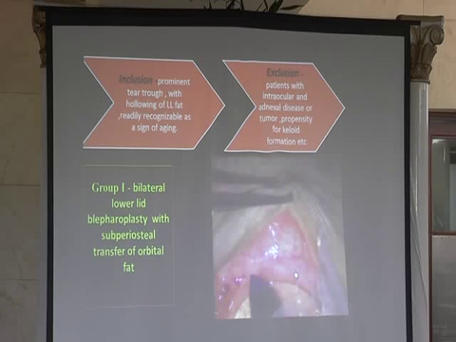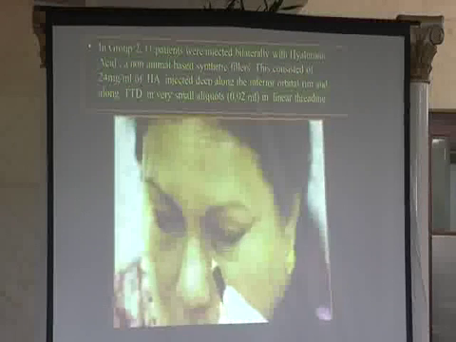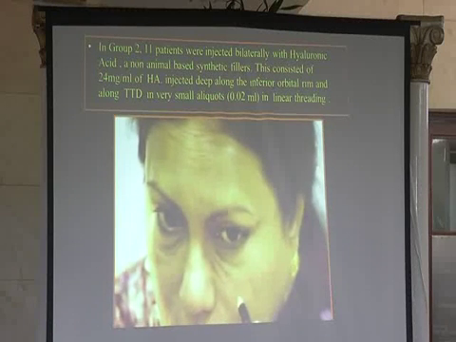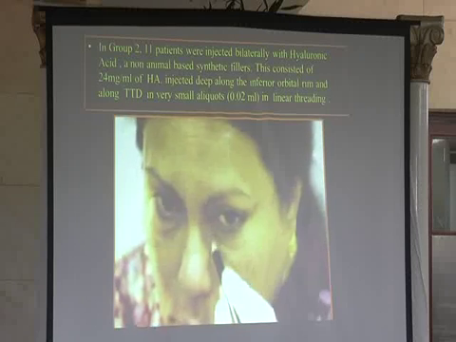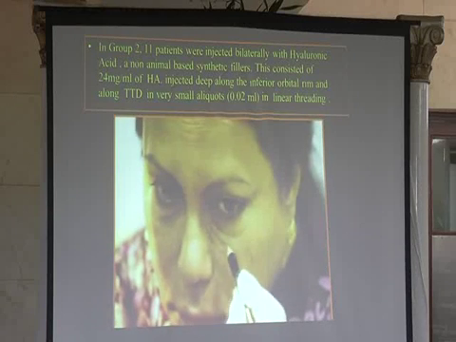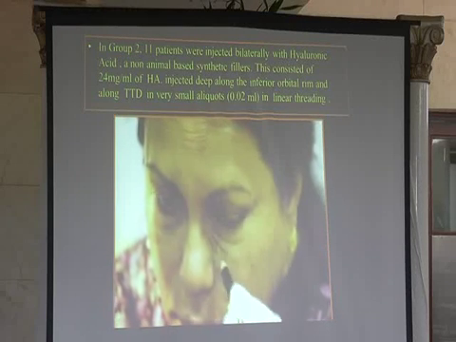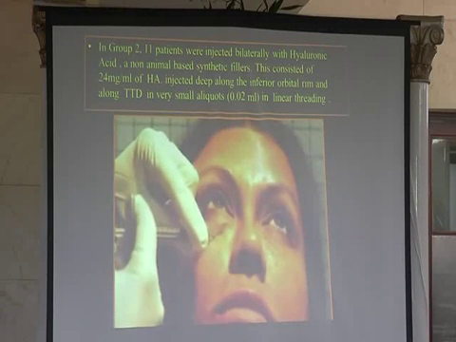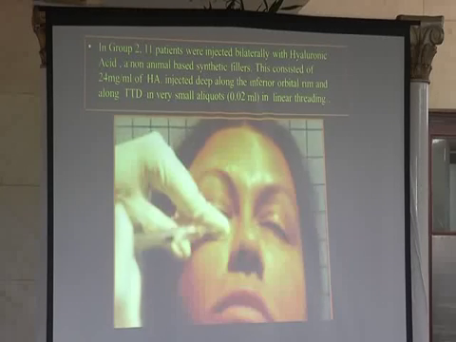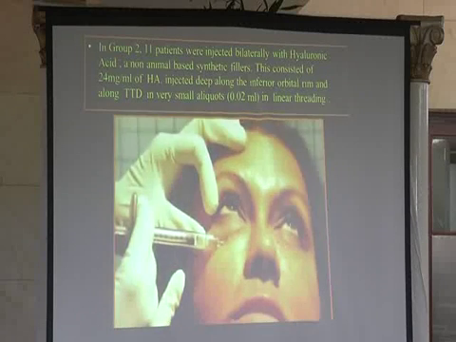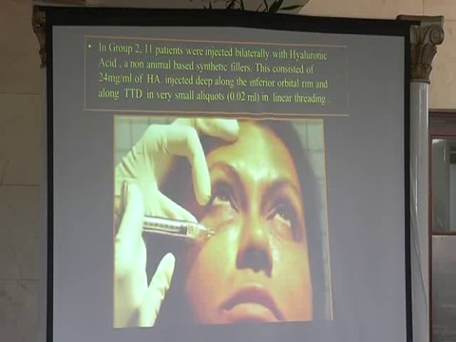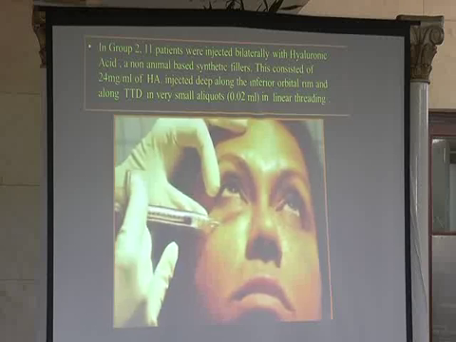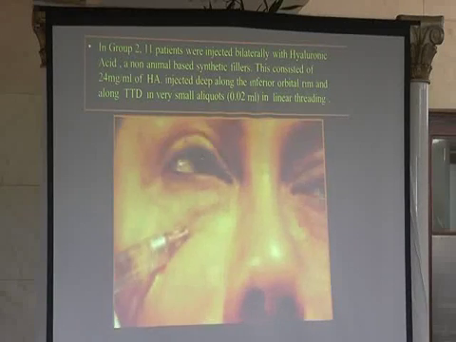In group 1, we had done the bilateral blepharoplasty, wherein we had transposed the fat. And in group 2, we had injected the hyaluronic acid, which is a non-animal-based synthetic filler, which consisted of 24 mg per ml of the hyaluronic acid. It is injected deep within the inferior orbital rim. So it is very essential that you mark the area, and once you mark it, you inject when you withdraw the needle, not at the time of inserting the needle.